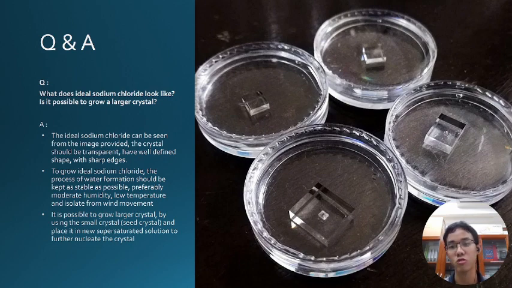The crystal should look transparent and have well-defined shape and edges. To grow ideal sodium chloride, it is important to provide it a stable environment to crystallize. So we have to place the solution in a place with cool temperature, moderate humidity, and with no air movement and vibration. To grow a larger crystal, we need to use a small sodium chloride crystal and place it in the supersaturated solution to continue the crystallization process until it grows into a larger crystal.